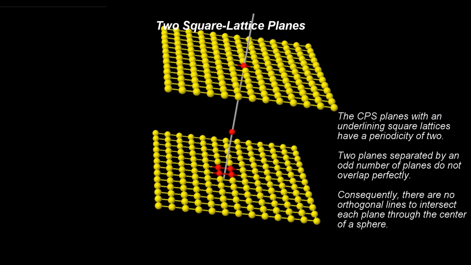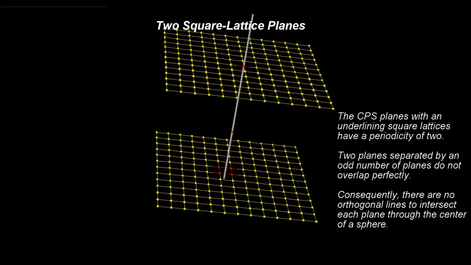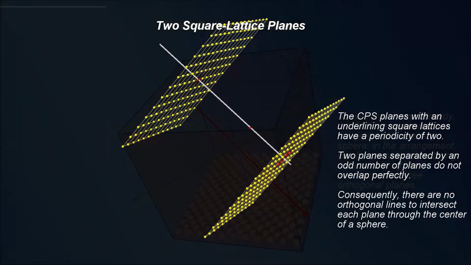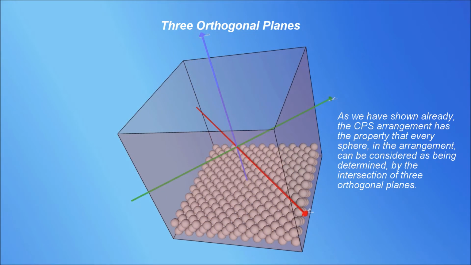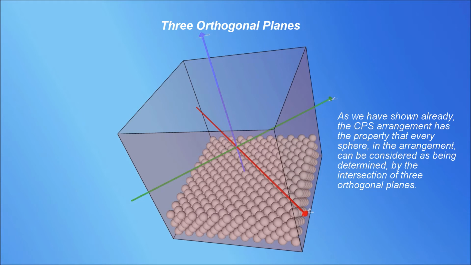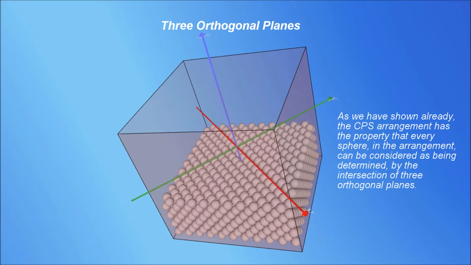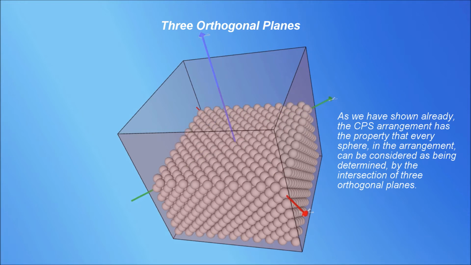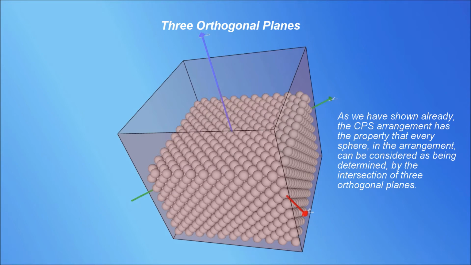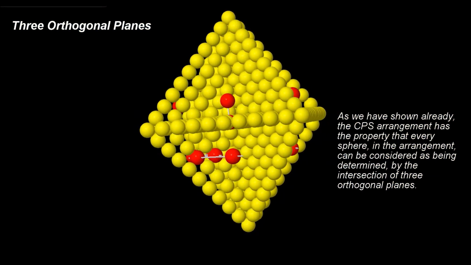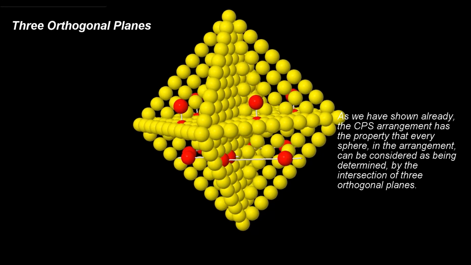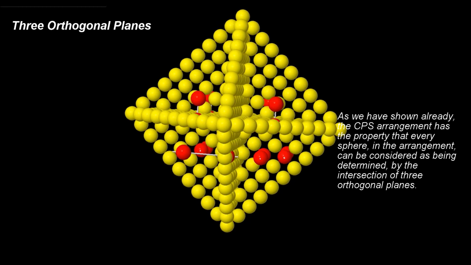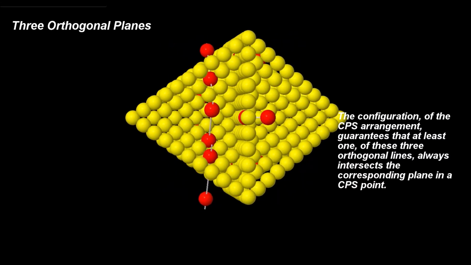As we have shown already, the CPS arrangement has the property that every sphere in the arrangement can be considered as being determined by the intersection of 3 orthogonal planes. Let's consider 2 arbitrary points in CPS, point A and point B. As said above, each of these 2 points can be considered as the intersection of 3 orthogonal planes. The set of the 3 planes corresponding to the point A are parallel with the equivalent planes from the set of 3 planes corresponding to the point B.